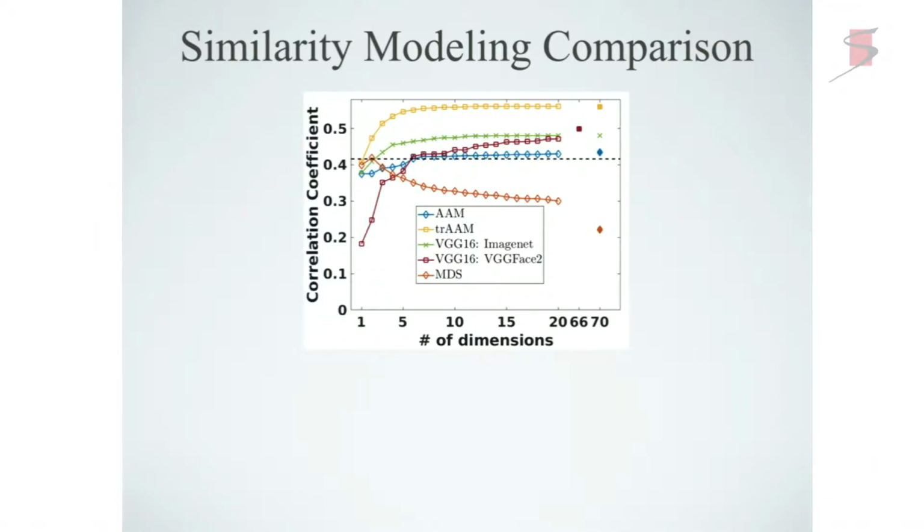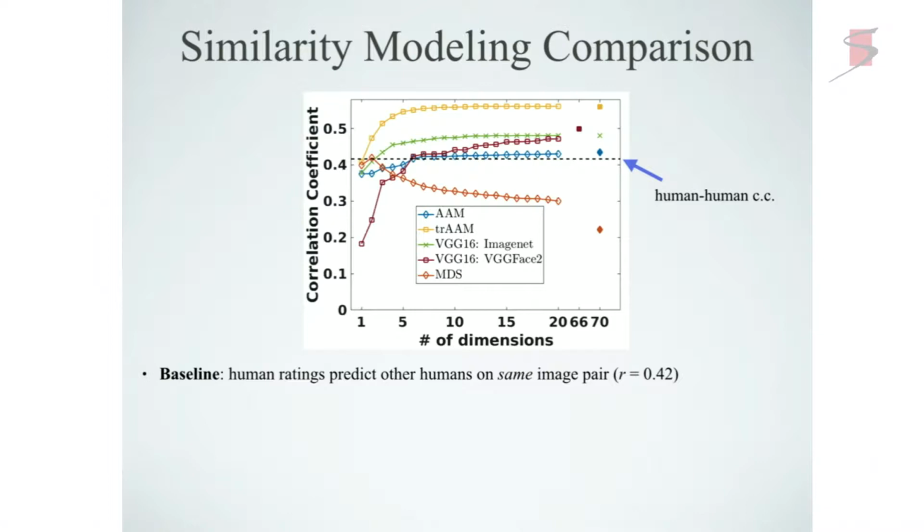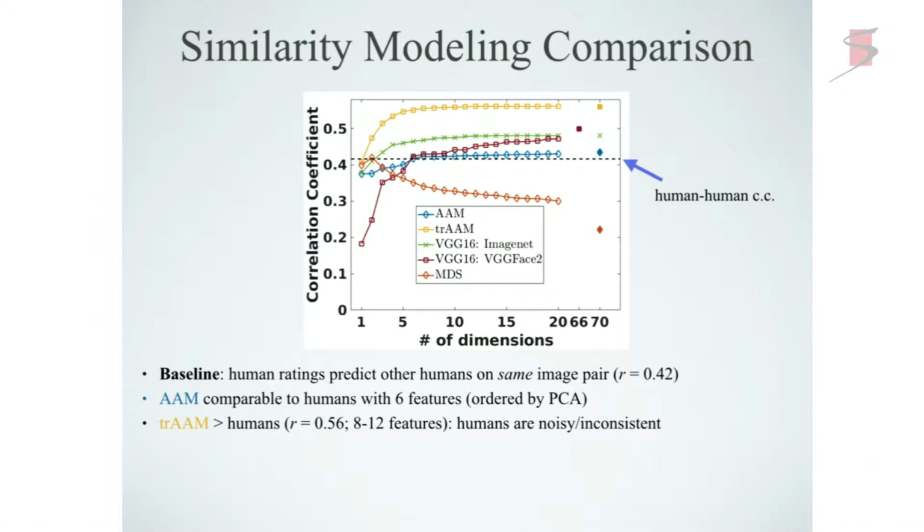So here's how the different models do. The baseline comparison is how well human ratings predict other humans on the same image pair, using correlation coefficients. It's not 1 because humans are inconsistent and noisy across each other and within themselves. That's the baseline, the dark dashed line. Then if you take a vanilla AAM, the computer vision model without transformation, you can actually get fairly similar performance in correlation coefficient on held-out data if you include the first 6 features, ordered by largest eigenvalues in the PCA analysis.